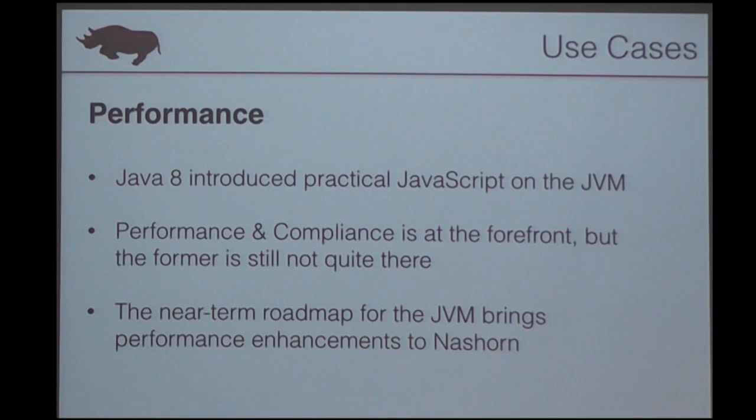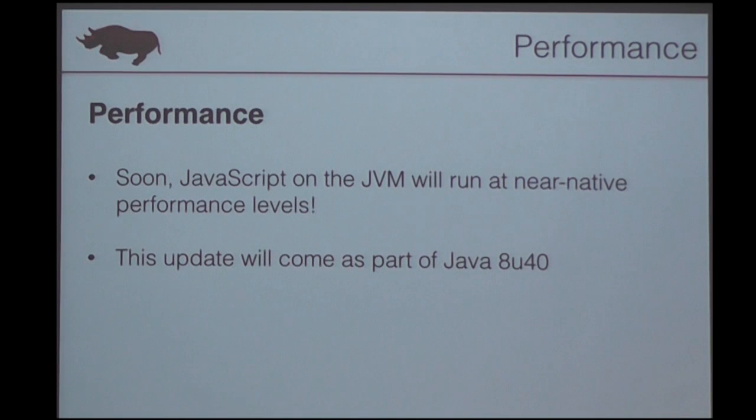In the near term, though, that is the immediate focus. So the engine is done. Now the focus is on tuning the performance and really getting the performance up to snuff. So soon, today we're at Java 8 update 20. By Java 8 update 40, the idea here is that JavaScript will have native performance levels. So that's a pretty awesome thing. Then it will be a real competitor for V8 and other server-side engines. So that's pretty cool.